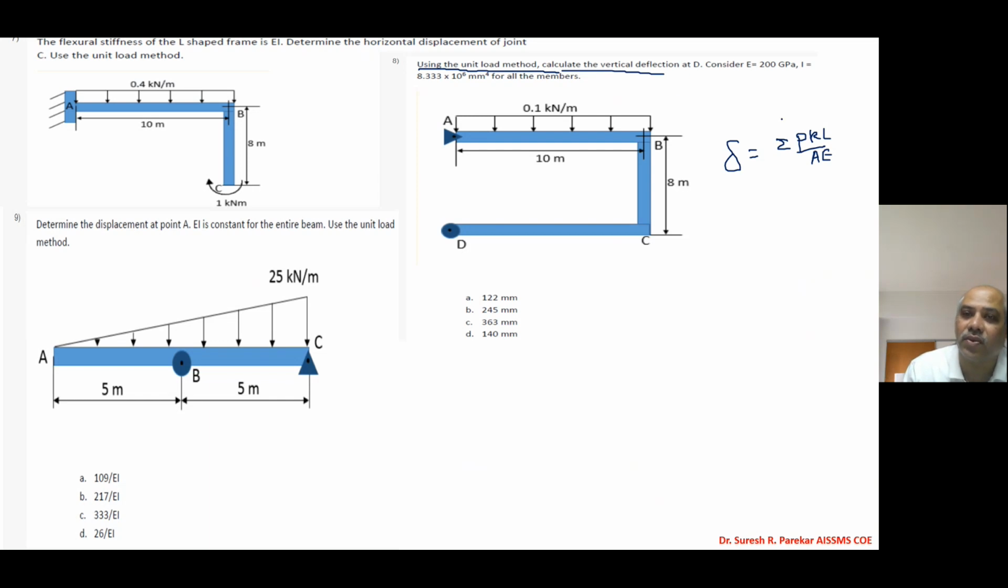So whatever we are using in trusses, in the same way you have to apply a unit value over here. And then you can have these forces. Unit load method means whatever we have in Castigliano's method, instead of P, we have to apply a unit value over there, which will give us K.